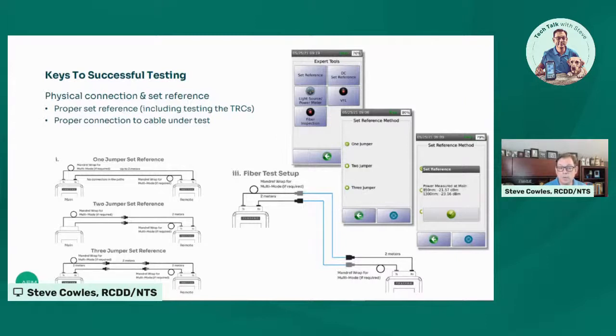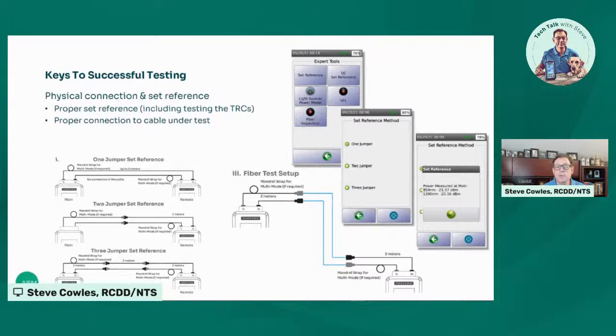The single jumper reference method is recommended. And a lot of people way back in the day would use what we call a two jumper method, where if you think about this as just a light source and a power meter, they had one jumper on each. So a jumper on your power meter, a jumper on your light source, and a coupler in between. They would set reference, then take the coupler out, take the light source and power meters to opposite ends of the link, and they'd run their test.